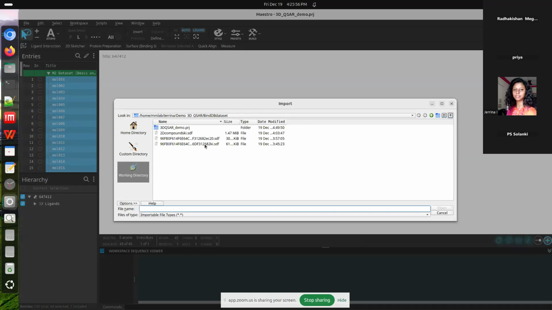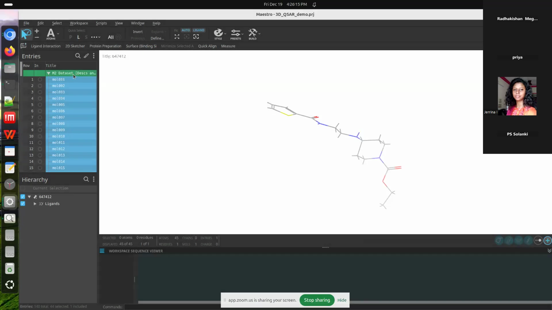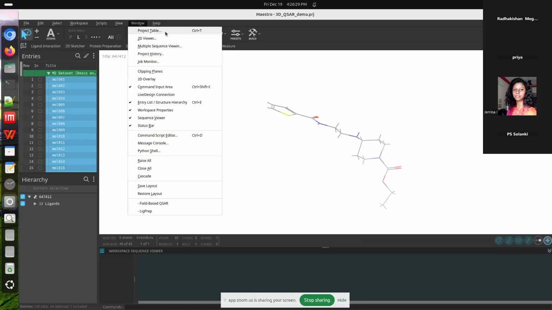Now I have the data sets here. I have already imported the structures into the Maestro interface. You can just select that and give open, and it will be opened in the interface. So now I already have the data sets here, and it will show you like this. After importing the structures successfully, you can see them in the project table.